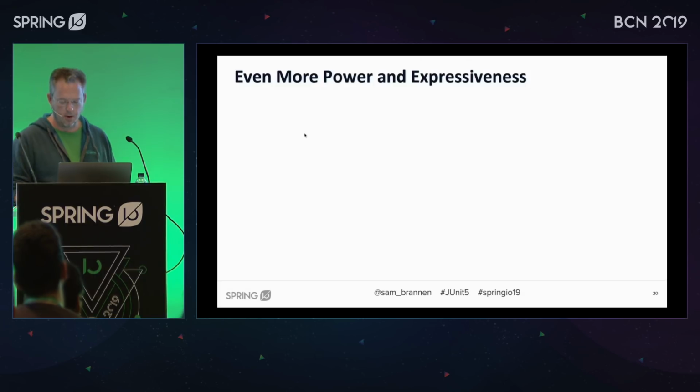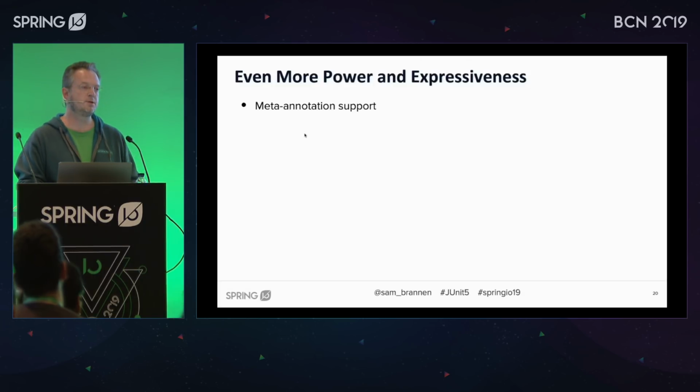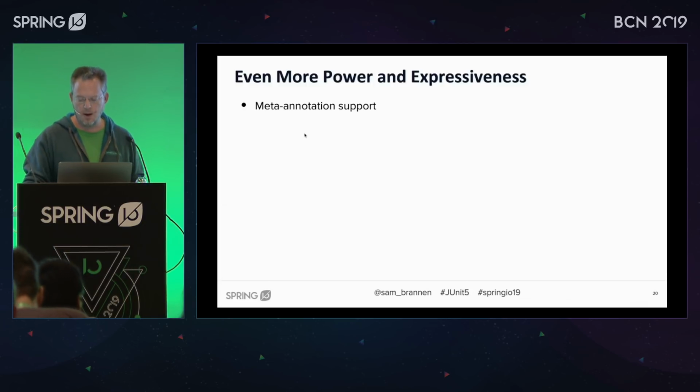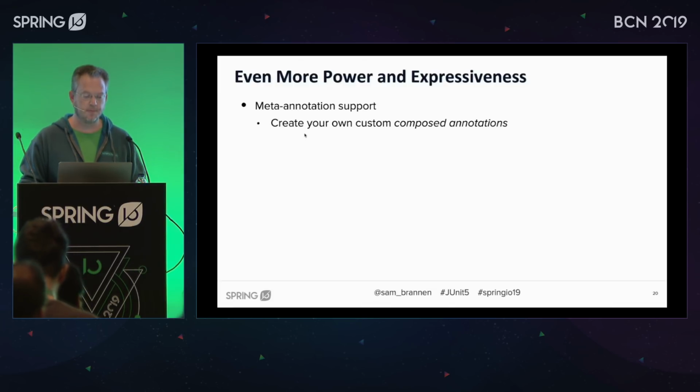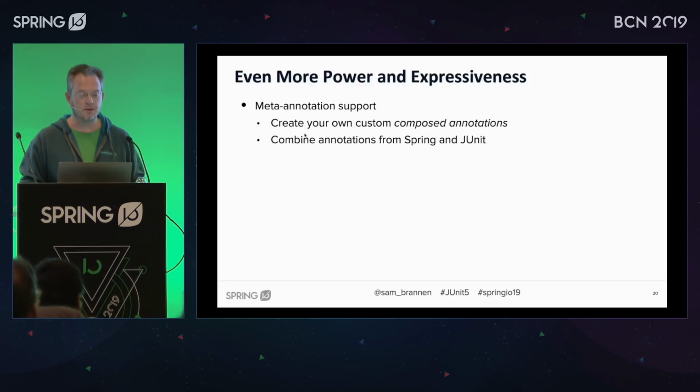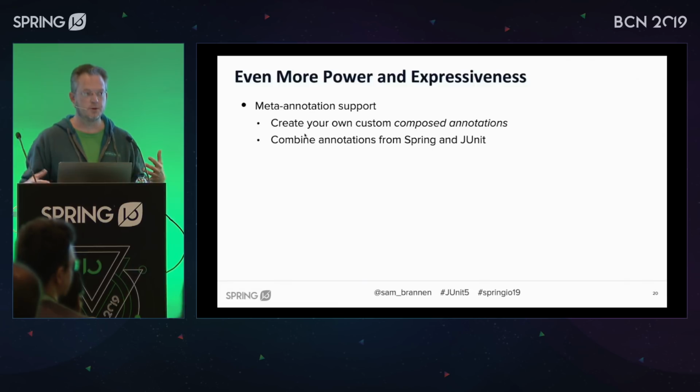So we have even more power and expressiveness. Meta annotation support. A meta annotation is an annotation on top of another annotation. It's kind of like inheritance for annotations in Java. What it means when we say that we support that is that you can use any of the annotations in JUnit as meta annotations. So you can combine annotations, much like you may have already seen with Spring over the years. You can create your own custom composed annotations. You can also combine them with Spring. So Spring supports it, JUnit supports it. That means you can use this feature together.